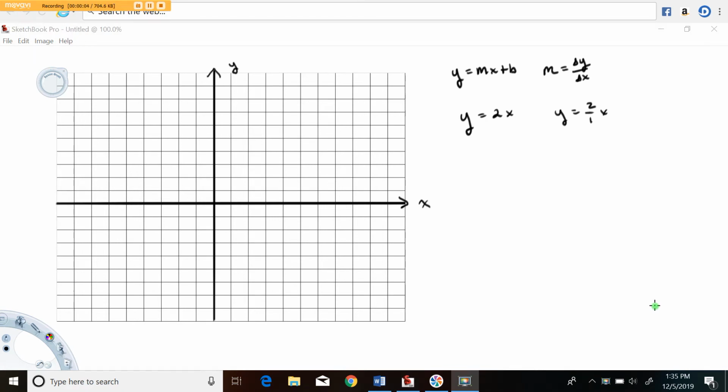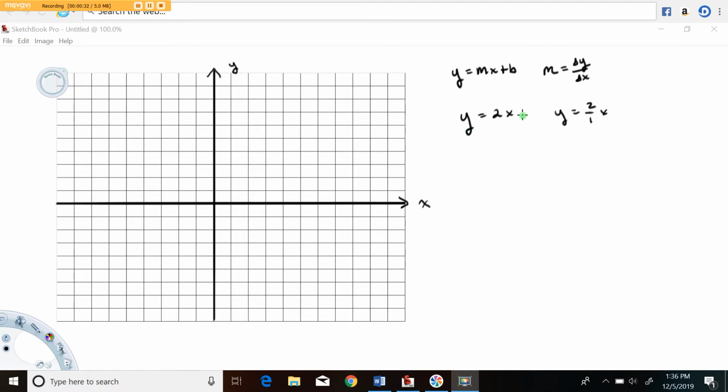I'm making this video to be just a reminder type of video about one way to plot linear functions that are written out in this form, y equals mx plus b. Remember that in this form, the m is the slope, which is a change in y over a change in x. So we can use that fact to plot equations like this one, y equals 2x.